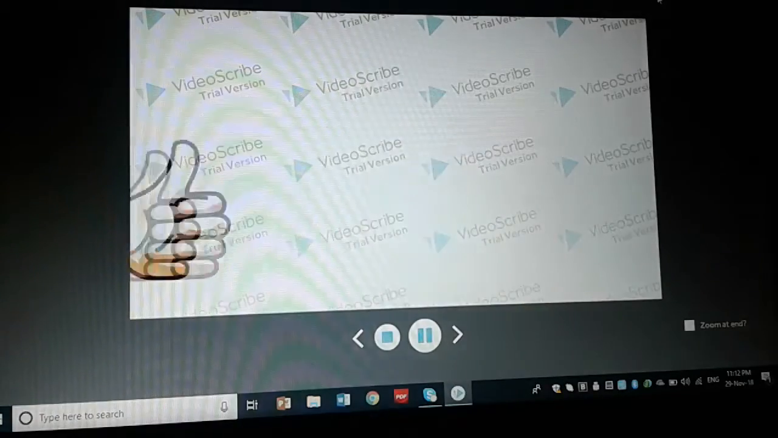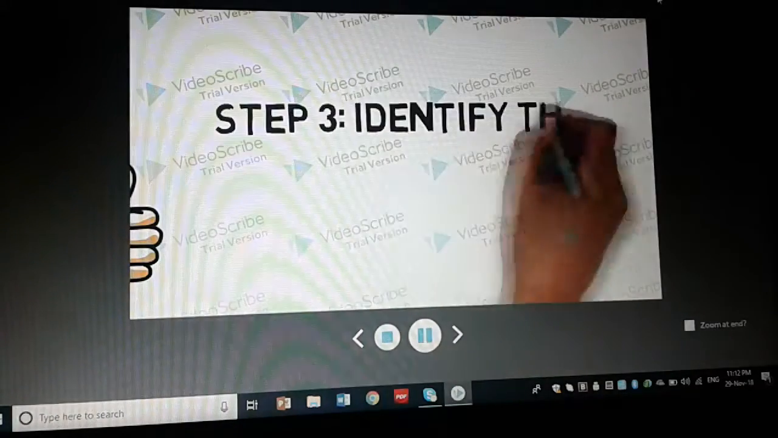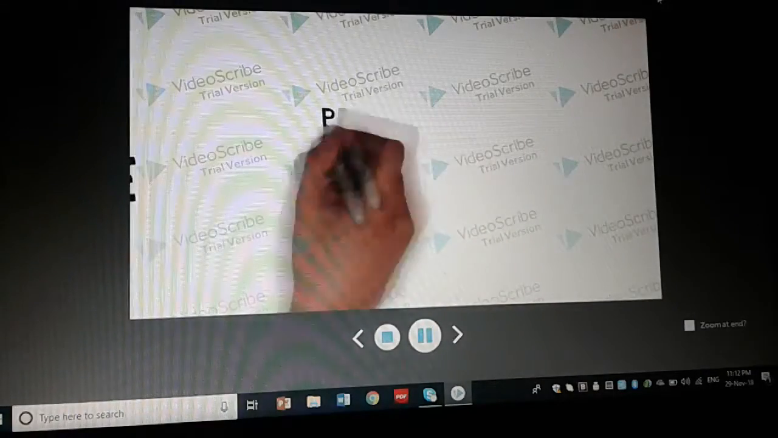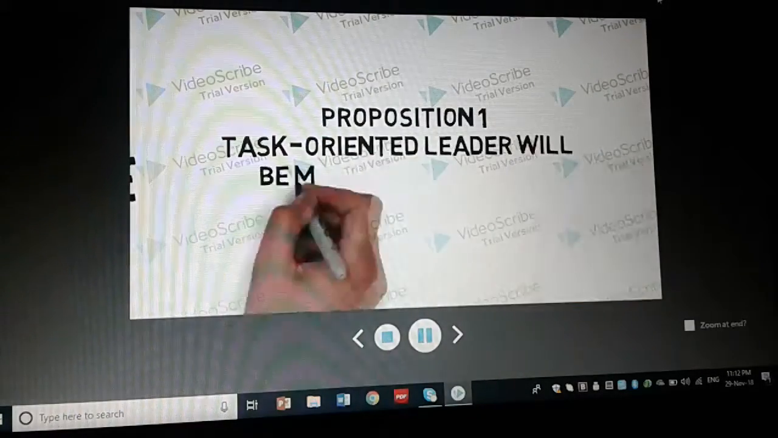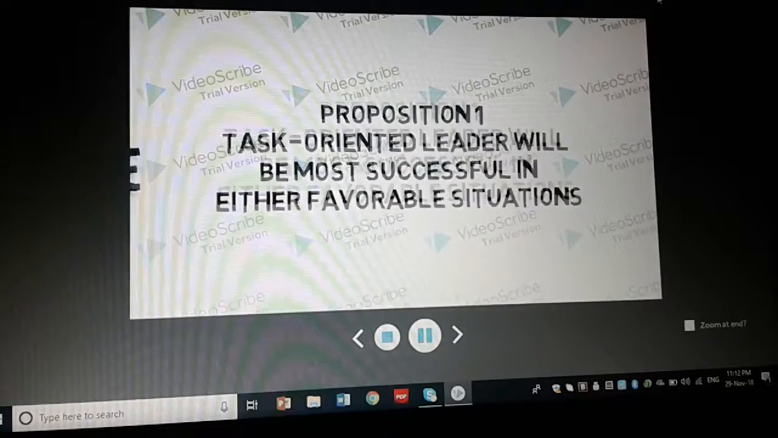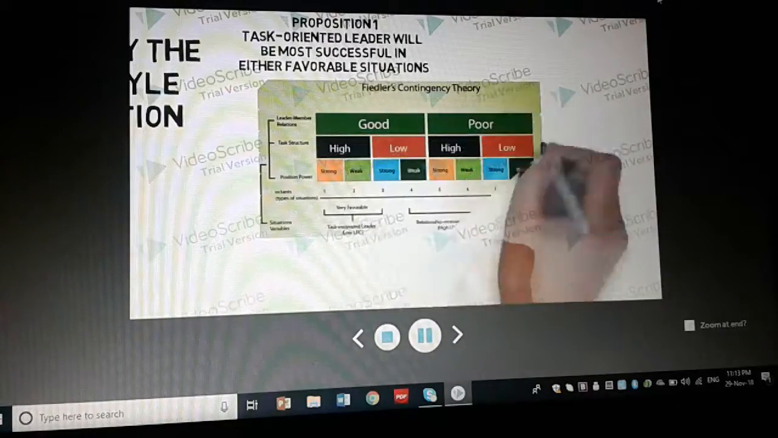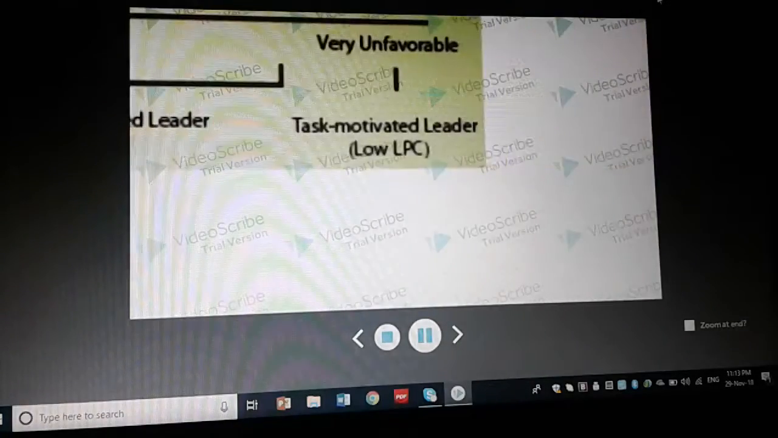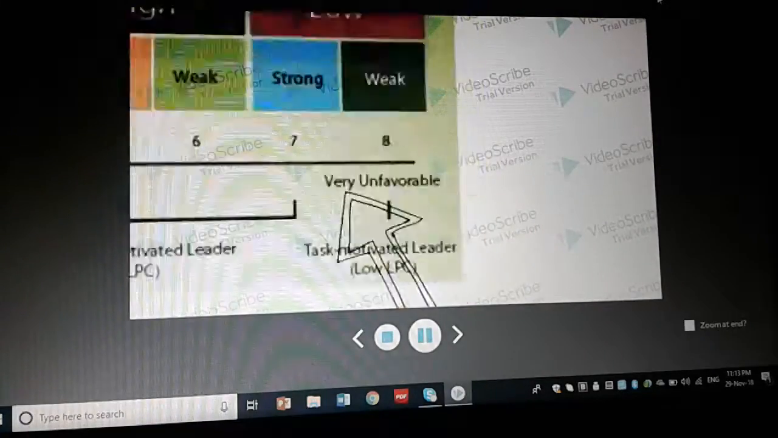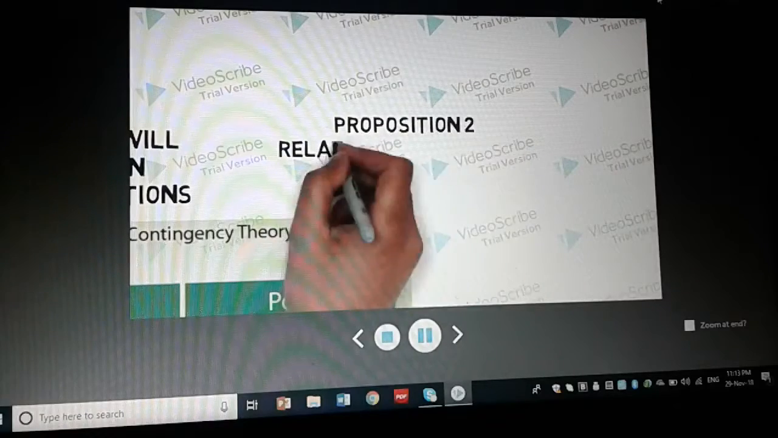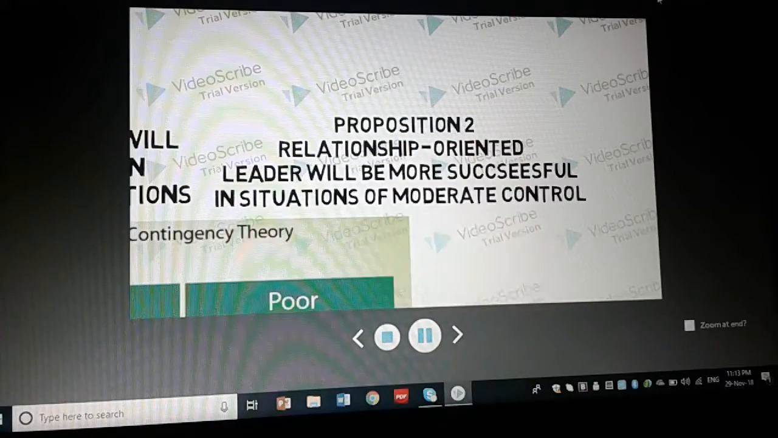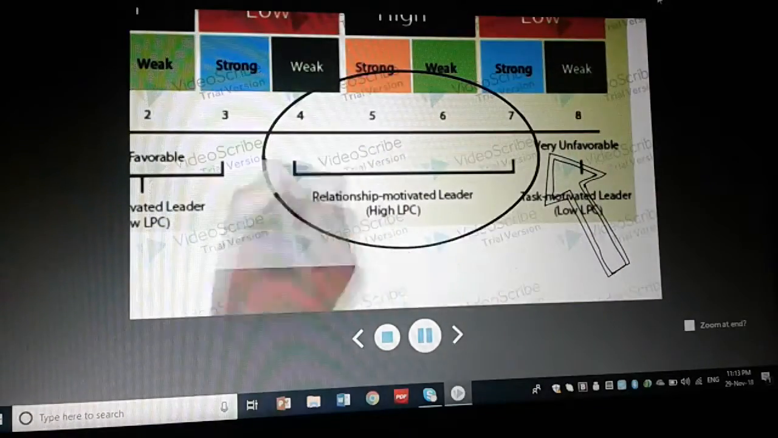The last step of the model is to determine the best leadership style for your situation. There are 2 main propositions. The first one suggests that the task-oriented leader will be most successful in either favorable situations, which means during high control, or in very unfavorable situations, which means during low control. The second proposition suggests that the relationship-oriented leader will be a lot more successful in situations of moderate control.